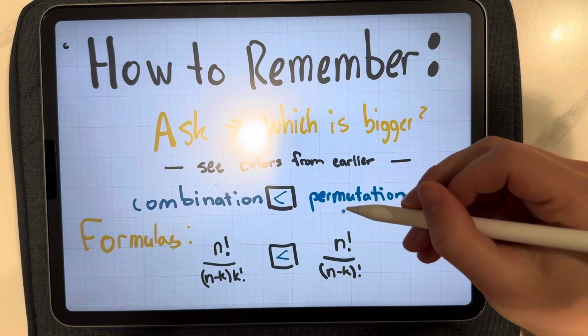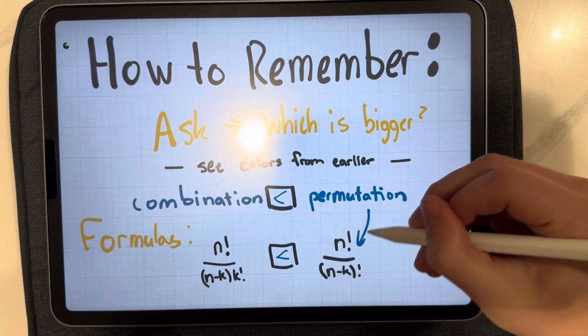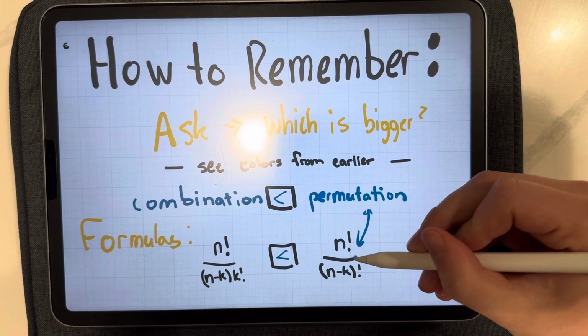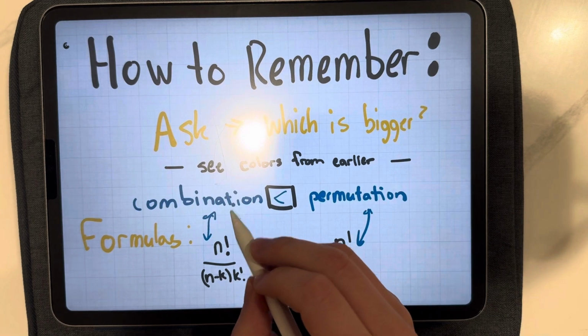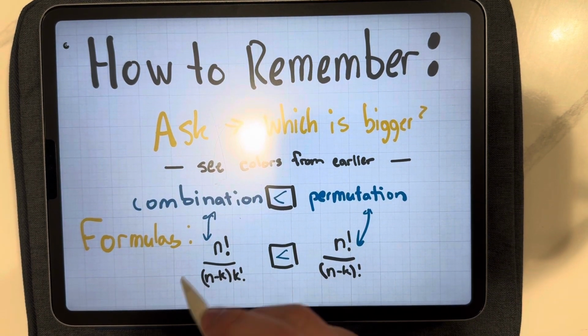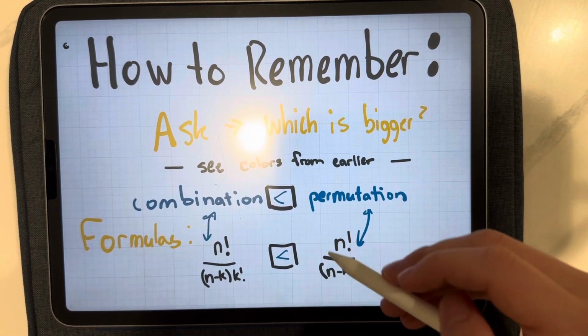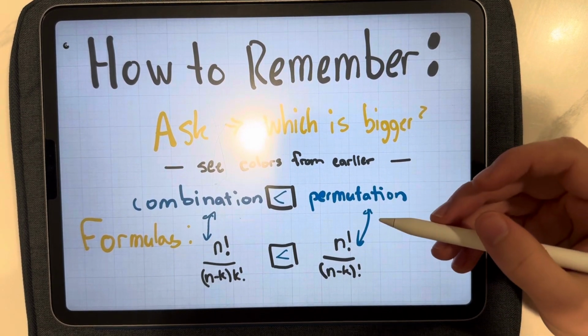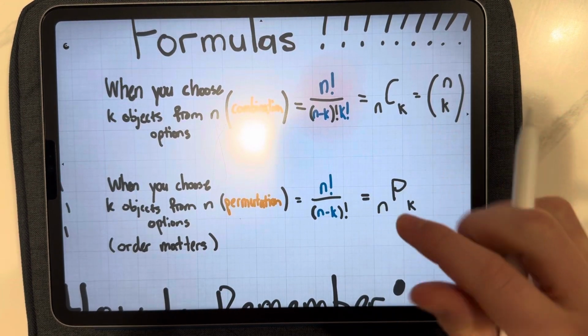So the bigger situation corresponds to the bigger formula. So permutations is this formula, and combinations is this formula, because combinations are less, and this formula is going to be a smaller number for the same numbers n and k, and the same argument for permutation. And that's exactly what we have over here.